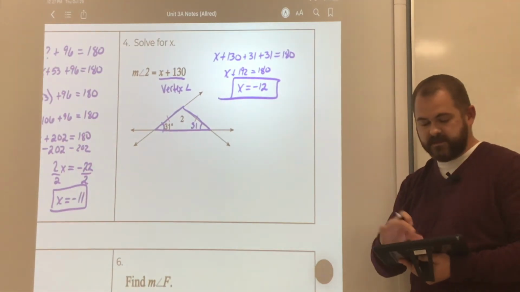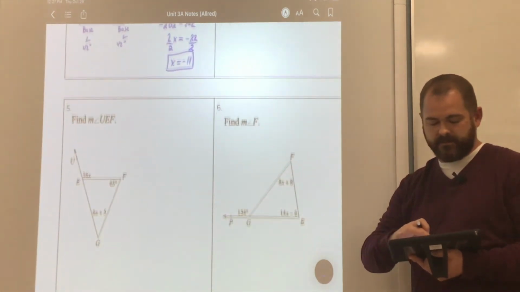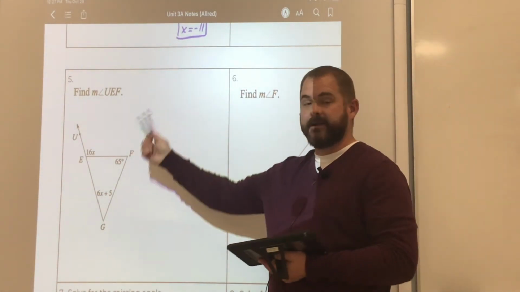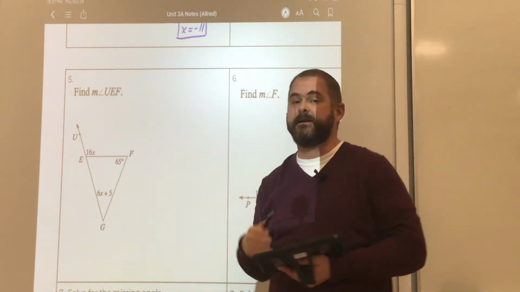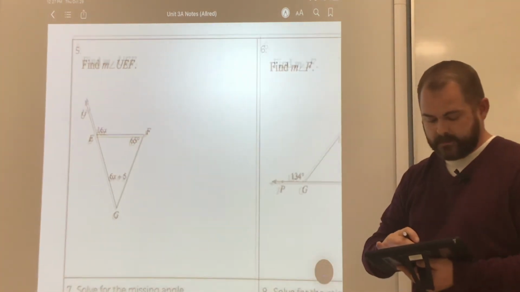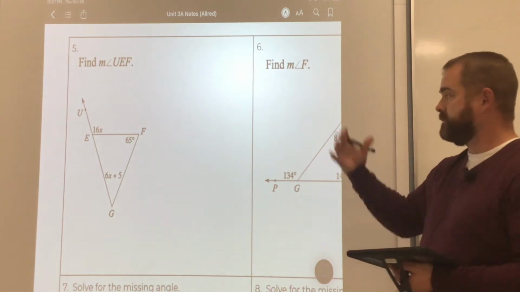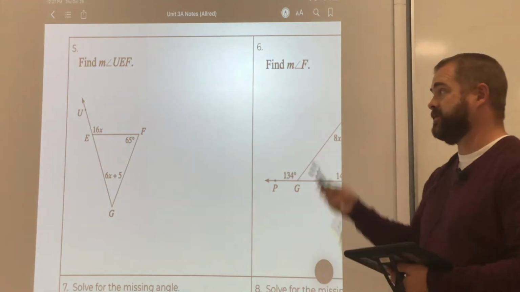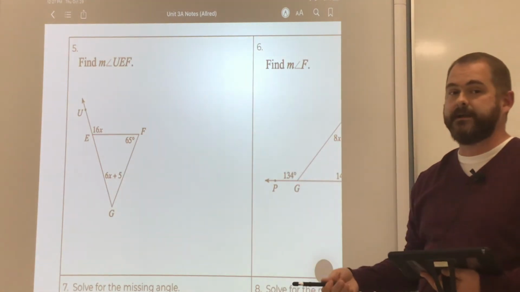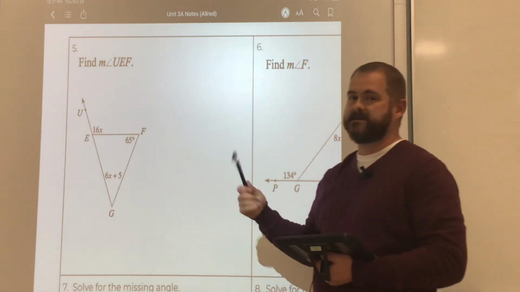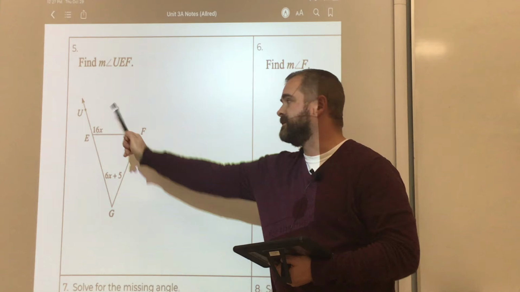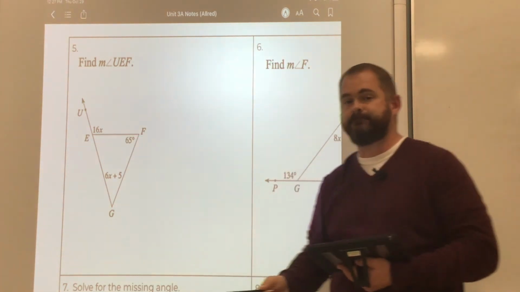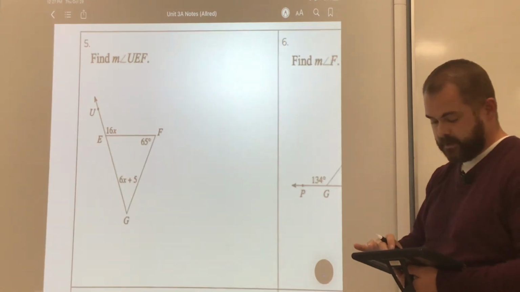So as we continue to move forward, in the next few problems, you'll notice the directions change a little bit. Now, instead of just finding x, we're going to plug back in to find an actual angle measure. So again, we're going to start off with looking at which of those 2 basic facts are we using. Are we using the fact that all 3 interior angles add up to 180? Or are we using our exterior angle theorem, that the exterior angle is equal to these 2 other angles added up? And that's what we're doing on number 5.